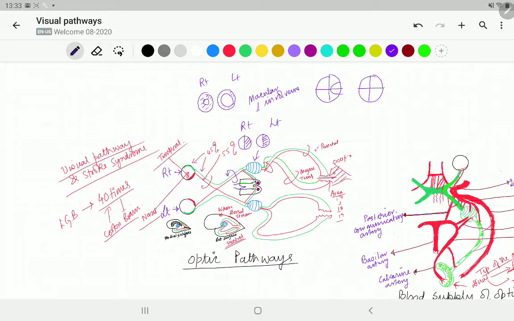So if the left lateral geniculate body is affected, it can produce this type of defect depending on whether it's medial or lateral, so different sectors of the visual field can be affected. So this is right, this is left. Because the right lateral geniculate body is affected, that type of sectoranopia can appear.